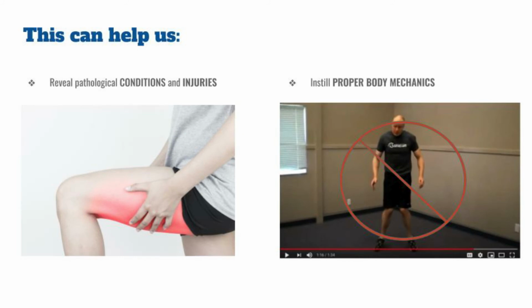Third, this can help us reveal pathological conditions or injuries such as osteoarthritis, hamstring strain, meniscal lesions, bursitis, nerve impingements, and many more. Fourth, proper body mechanics will be instilled, unlike the man in the picture below in which his knees were put together or in a valgum position. This hazardous position may lead to unwanted injuries.